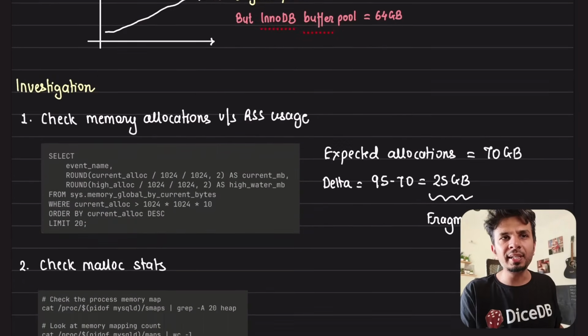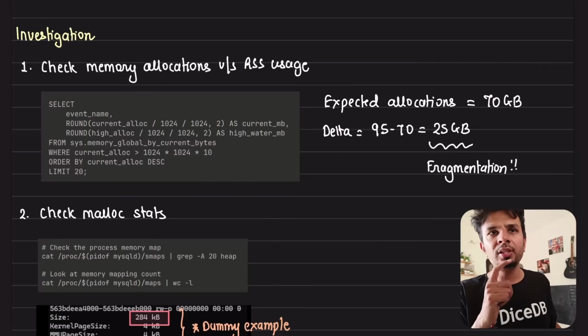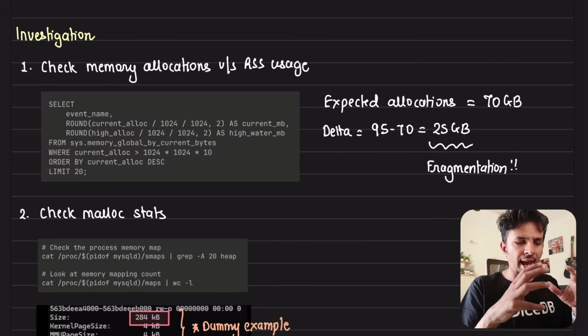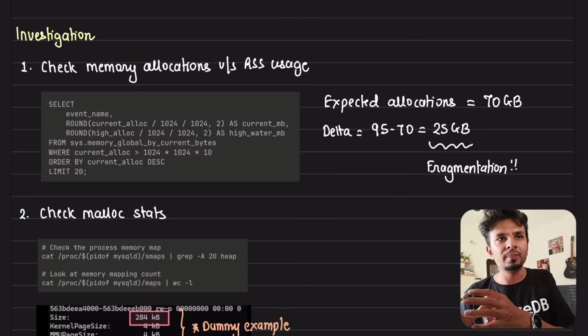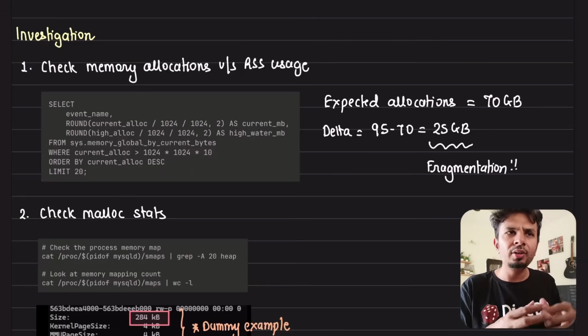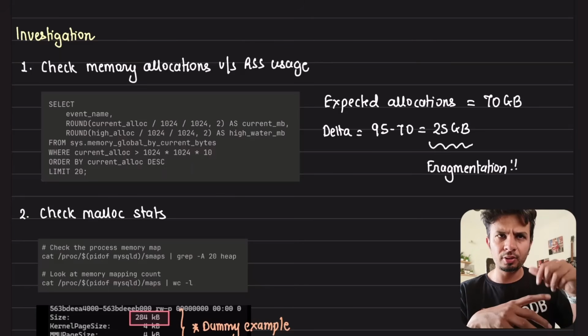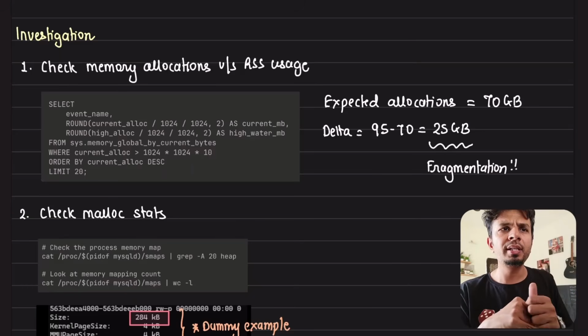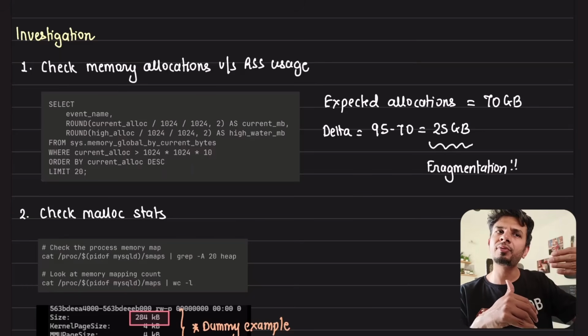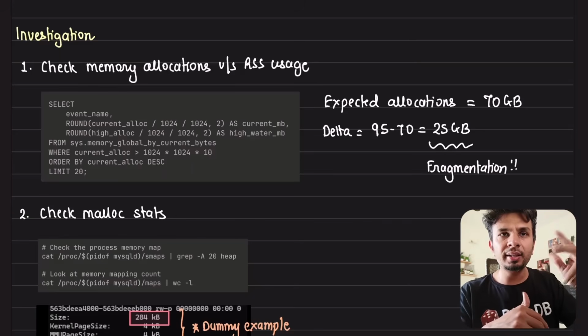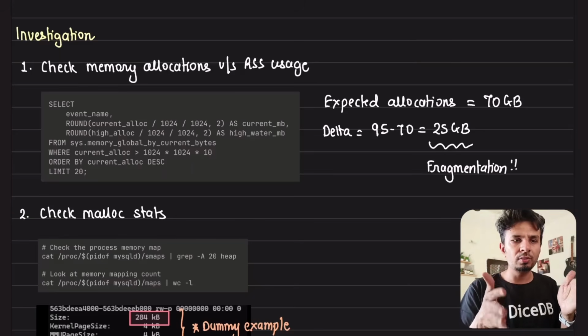Now, when you start investigating, what do you first find out? You find out what your actual allocations are as per your database and what your RSS usage is. For actual allocations, you can fire a very simple query on the performance schema table, memory_global_by_current_bytes. It gives you your high alloc and your current alloc. And the delta between the two is what you need to figure out.